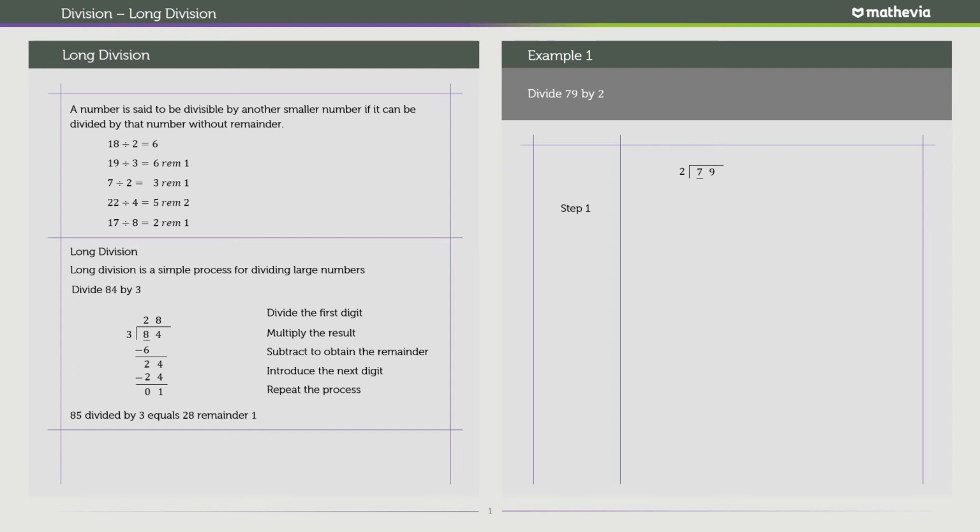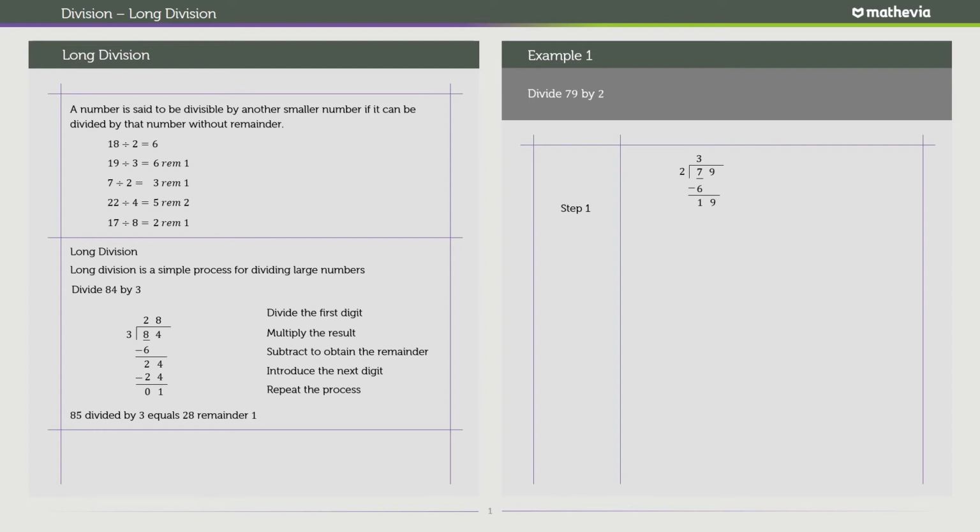I'm going to start off with the first digit. I'm going to divide 7 by 2. 7 divided by 2 would give us 3, remainder 1. What we do is we write down 3, and we say 3 times 2 gives us 6. When we subtract, we get our remainder, 7 minus 6, 1. So we have 3, remainder 1.